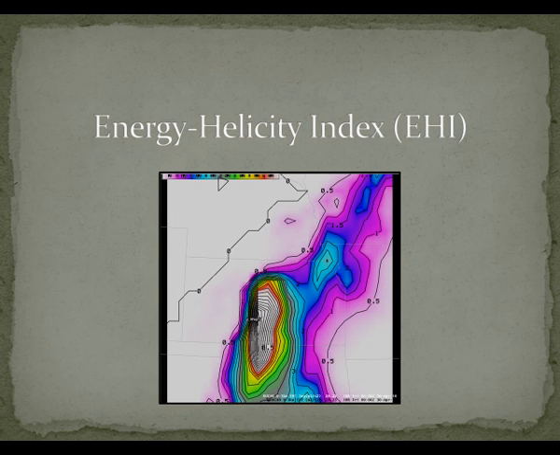And just for fun, we'll look at an index that may or may not come in handy on some days. The Energy Helicity Index actually combines CAPE and low-level SRH to formulate an index that is supposed to convey severe weather threat on a given day. Usually anything over 2 indicates a good chance for severe weather with some tornadic activity. It's assuming storms initiate, of course.